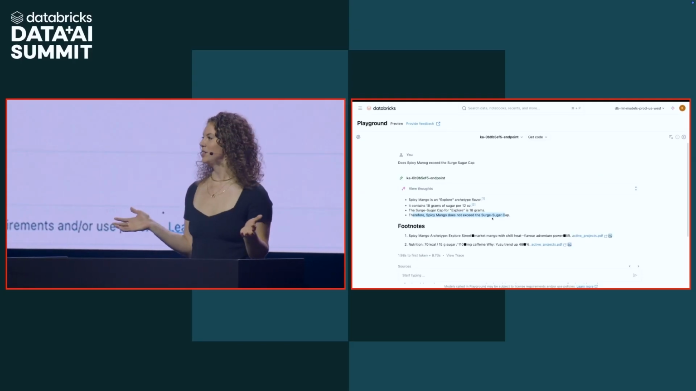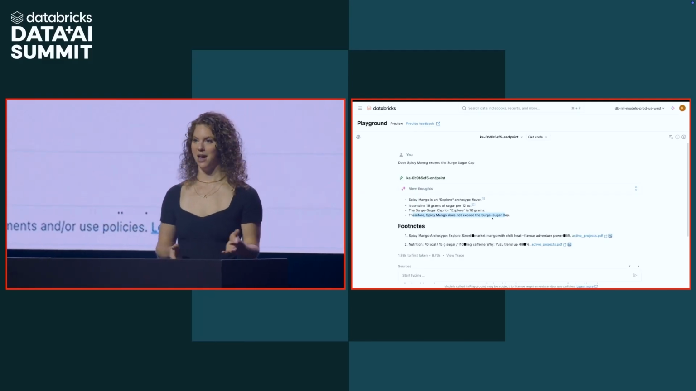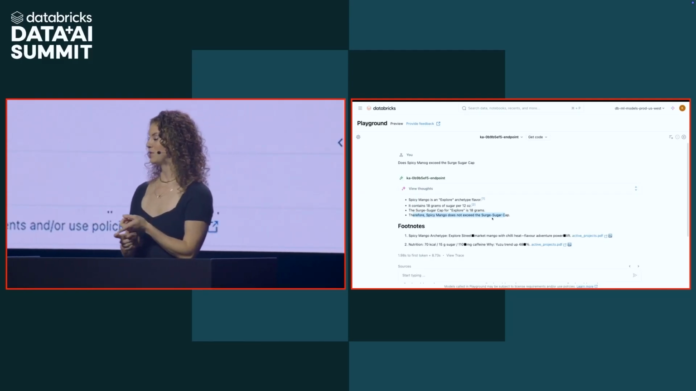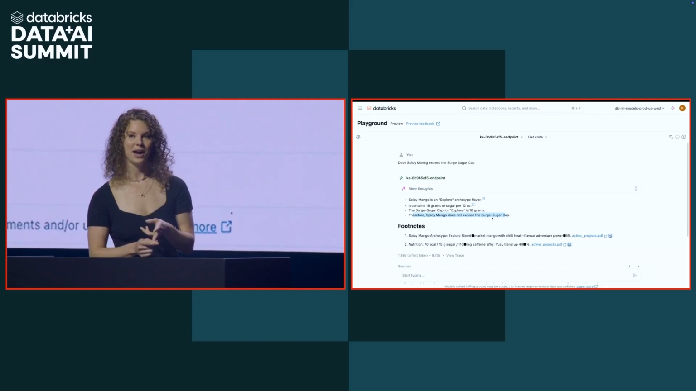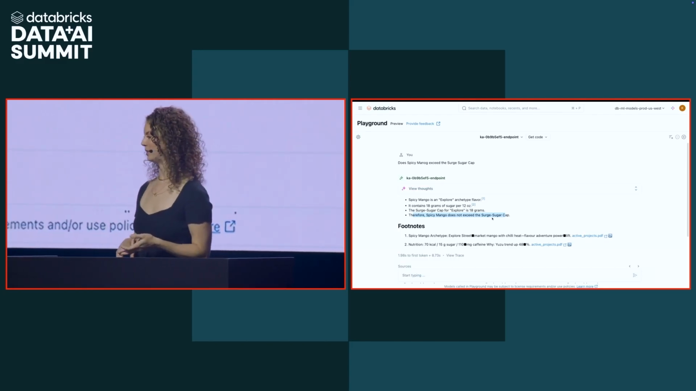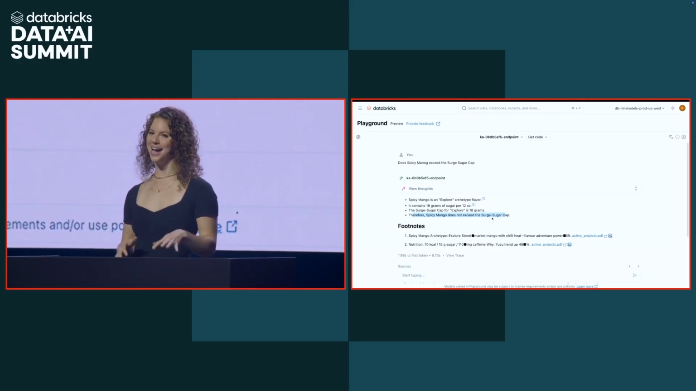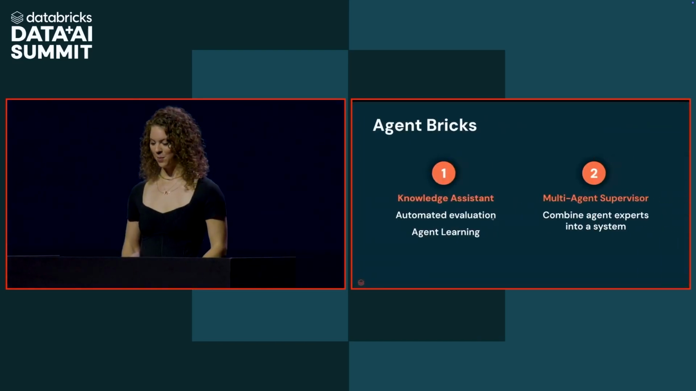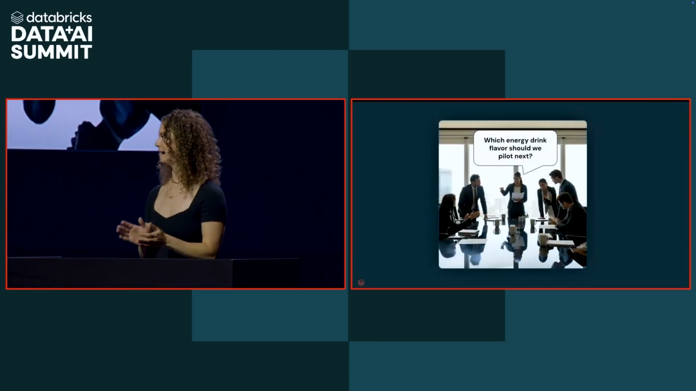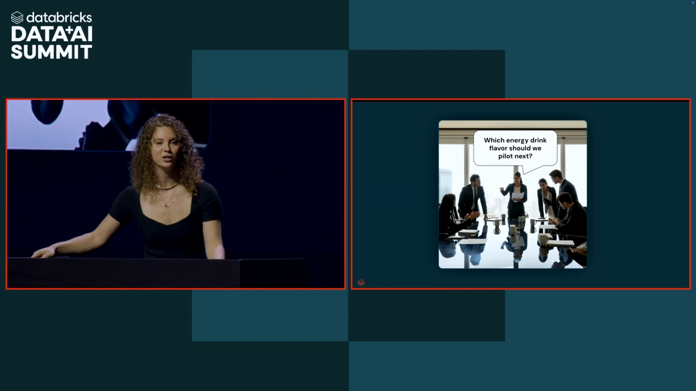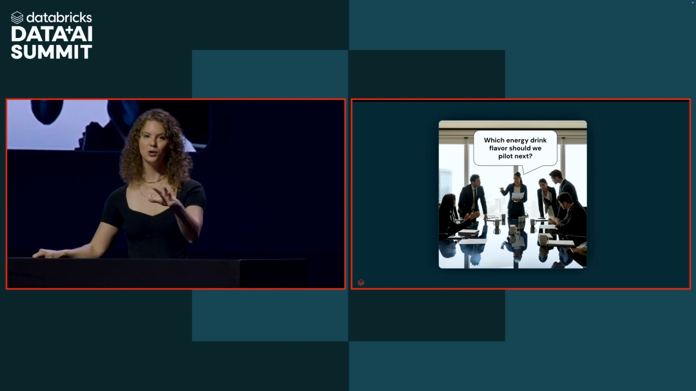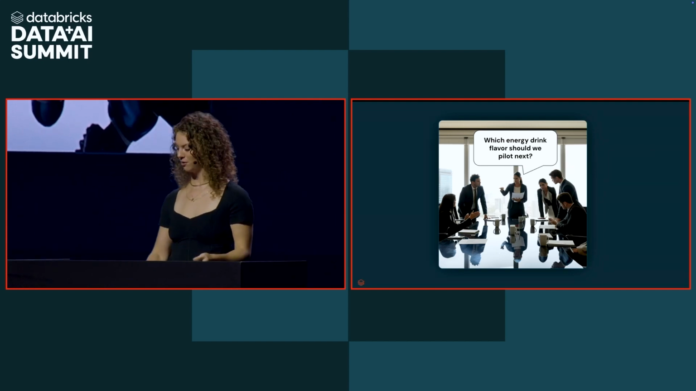So now we just built a knowledge assistant for our R&D team, and we were able to understand our agent performance with automated evaluation, and we were able to improve its performance with natural language. But what if I want to ask a more complex question? In fact, my CEO called me into her office, and she said, what energy drink flavor should we build next? And this is a super complex question, and it's going to involve a lot of research.